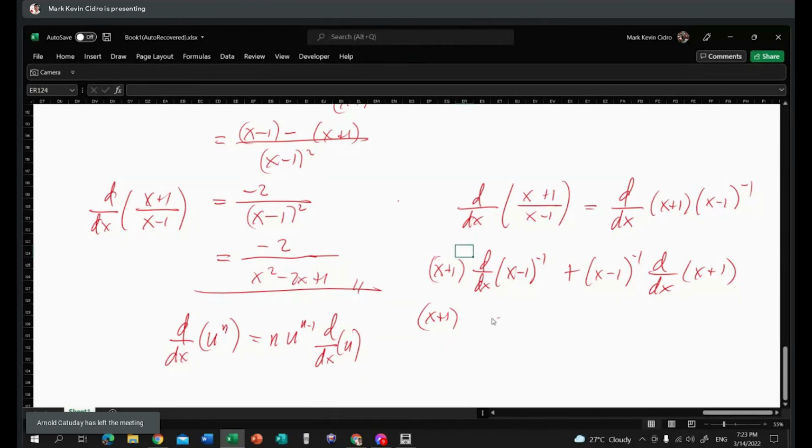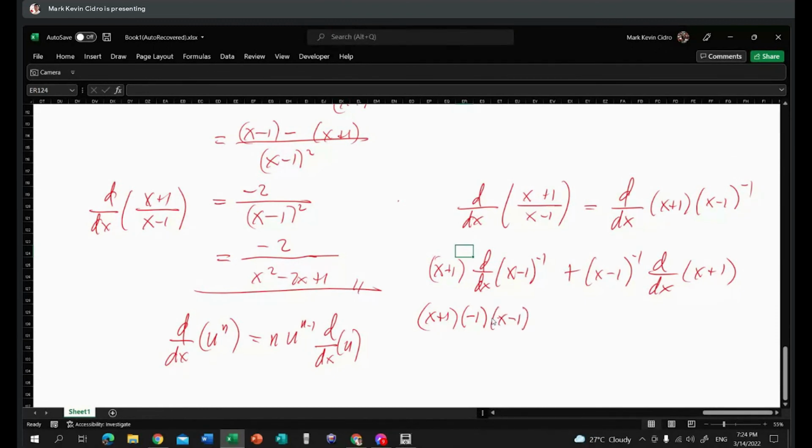Para masundan niyo. Gincopy ko ang x plus 1, then the derivative of the power. D over dx of x minus 1 raised to negative 1. The power, your n, is negative 1. Isusulod ko na sa parenthesis, kay pag minus 1, magsisiseparate sila, magiging terms sila. Take note that negative 1 is a factor. N is negative 1, so you have here the negative 1.